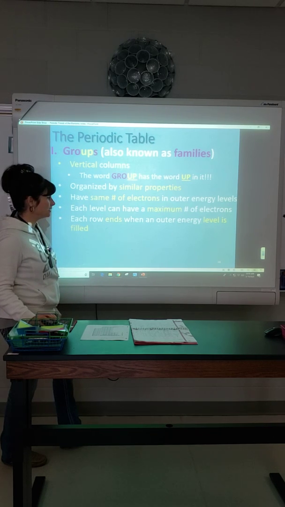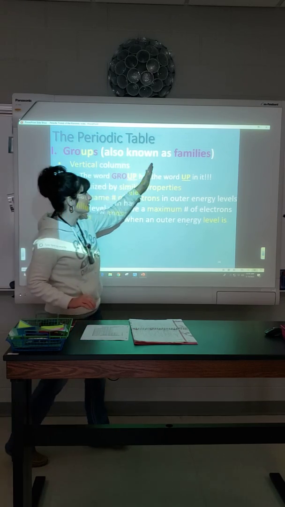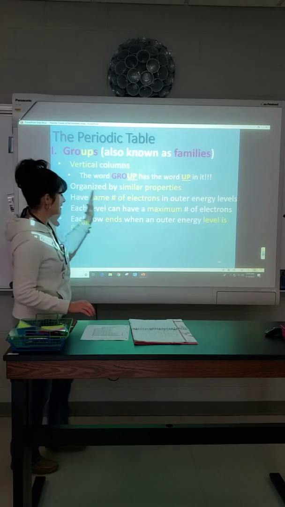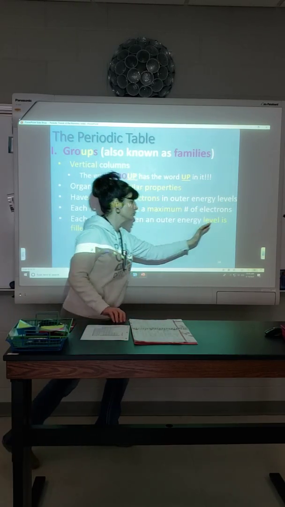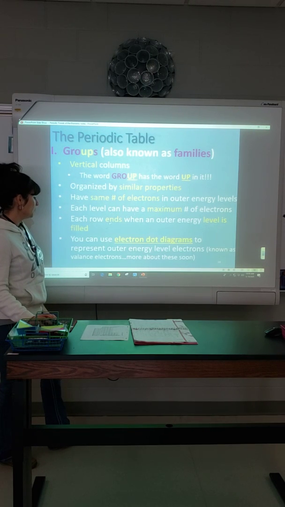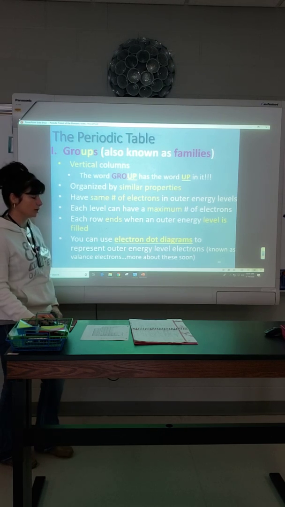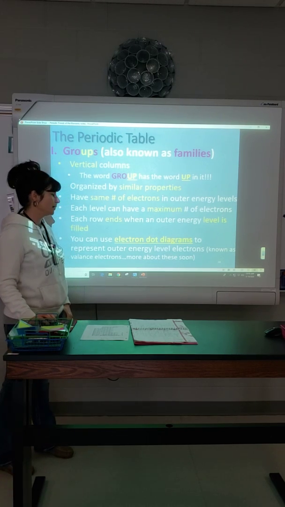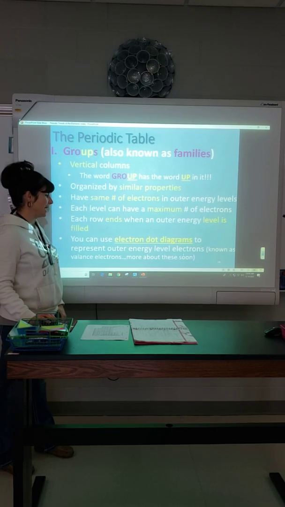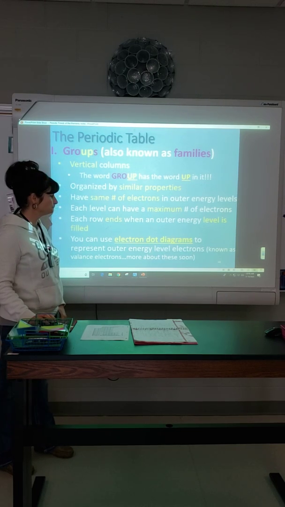Each row ends when an outer energy level gets filled up. So you'll start with 1, 2, 3, 4, 5, 6, 7, 8, and then it gets full, and you have to drop down and come back to the next level, keep going across, and then it gets full, and you drop down to the next. All right, so that's kind of the setup. We can use those outer electrons to draw something called electron dot diagrams, or the dot model, to represent the outer energy level of electrons. We'll get to that more soon.